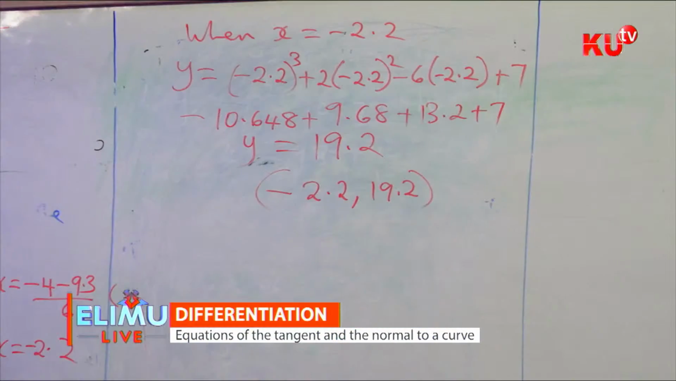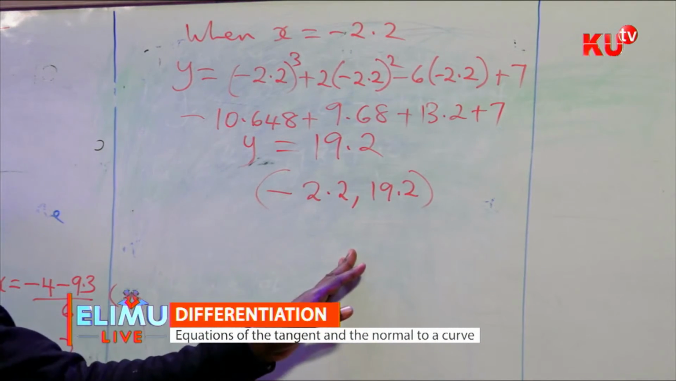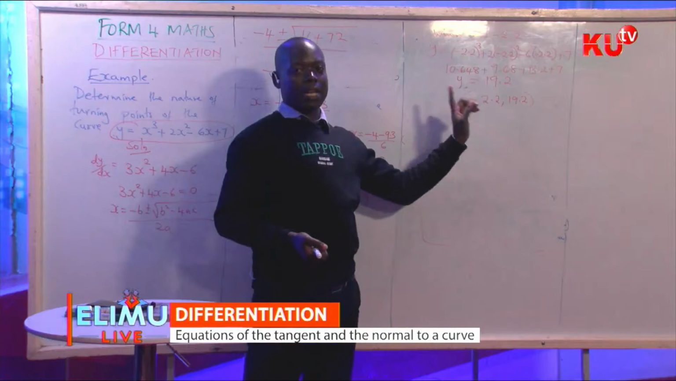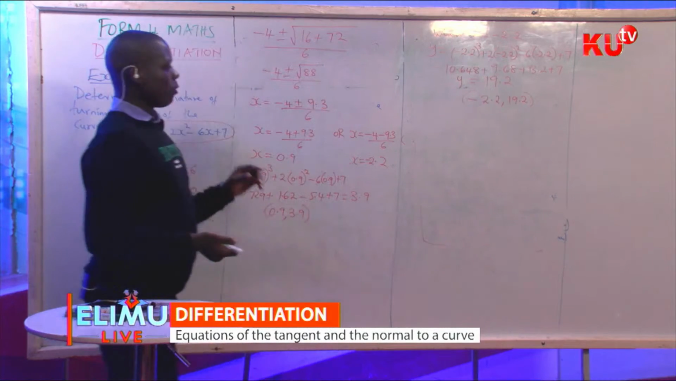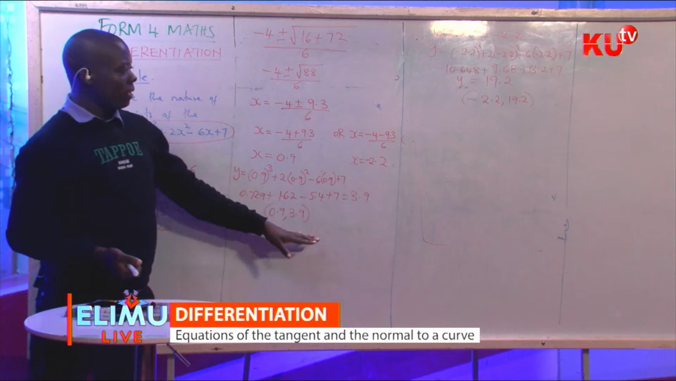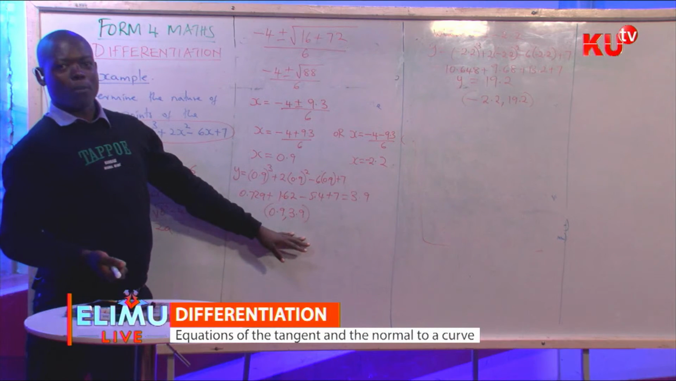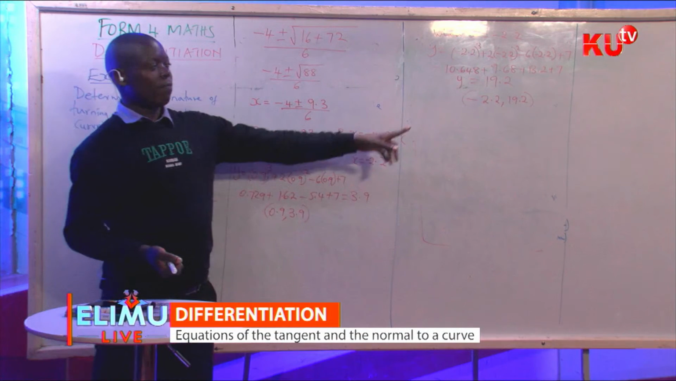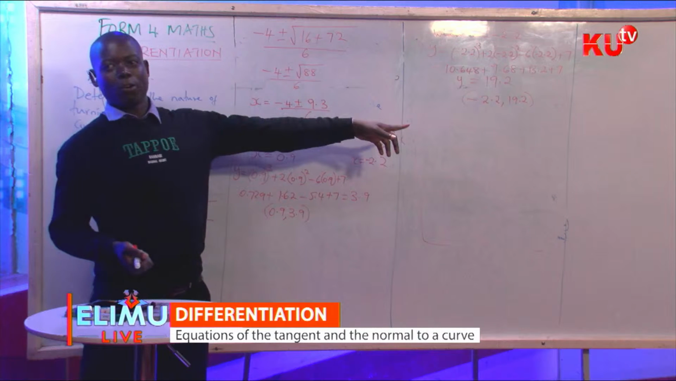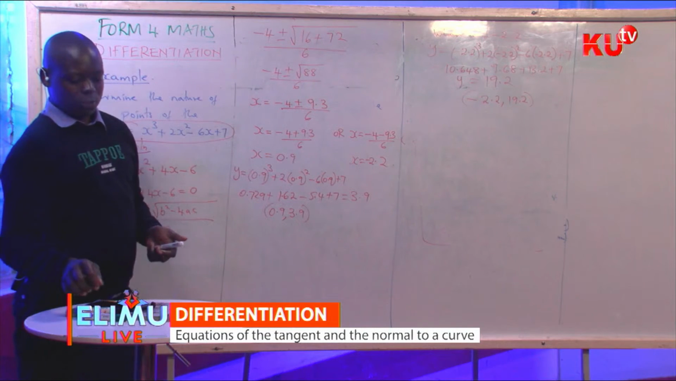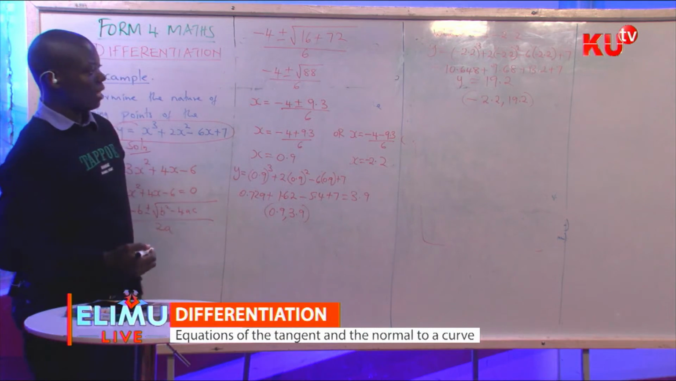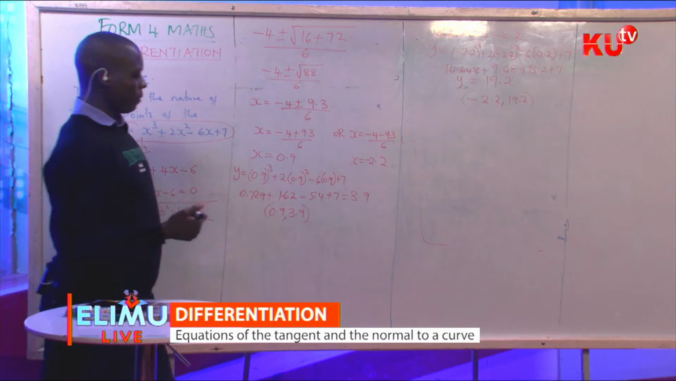These are the turning points of the curve. But we need to define whether this point is maximum or minimum. Define that point as maximum or minimum. And to define that, we have to differentiate twice.